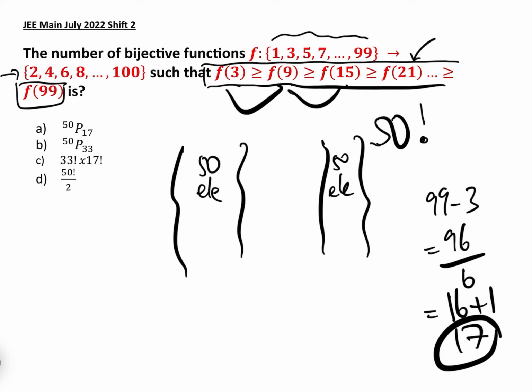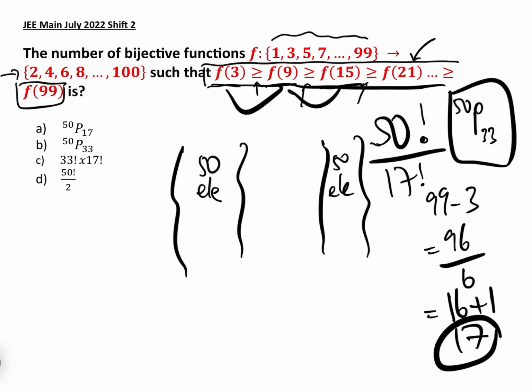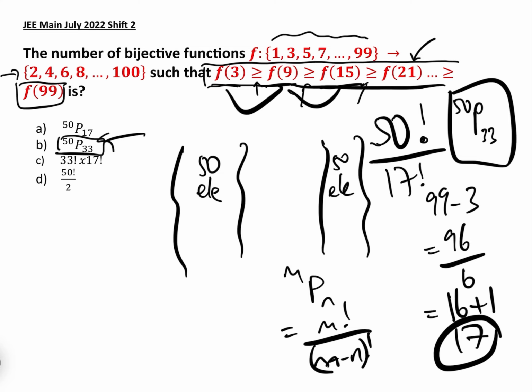So instead of having 17 factorial possible permutations, they're only allowed to have 1, which is this order, where f of 3 must be greater than f of 9, which must be greater than f of 15, which must be greater than f of 21, and we can ignore the equals, by the way, because this is a bijective function. Then the answer is 50 factorial over 17 factorial, which is the same thing as 50P33, remembering that mPn is equal to m factorial over (m minus n) factorial. So the answer is B, 50P33.